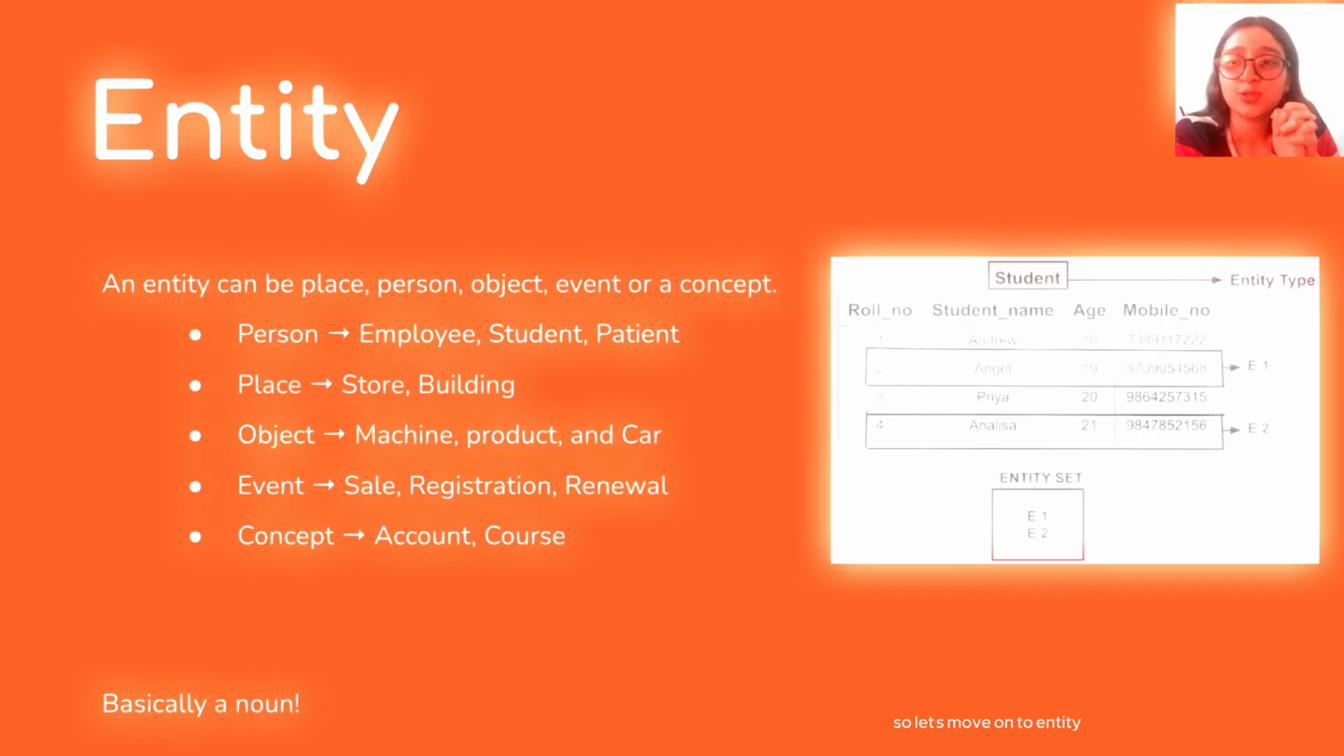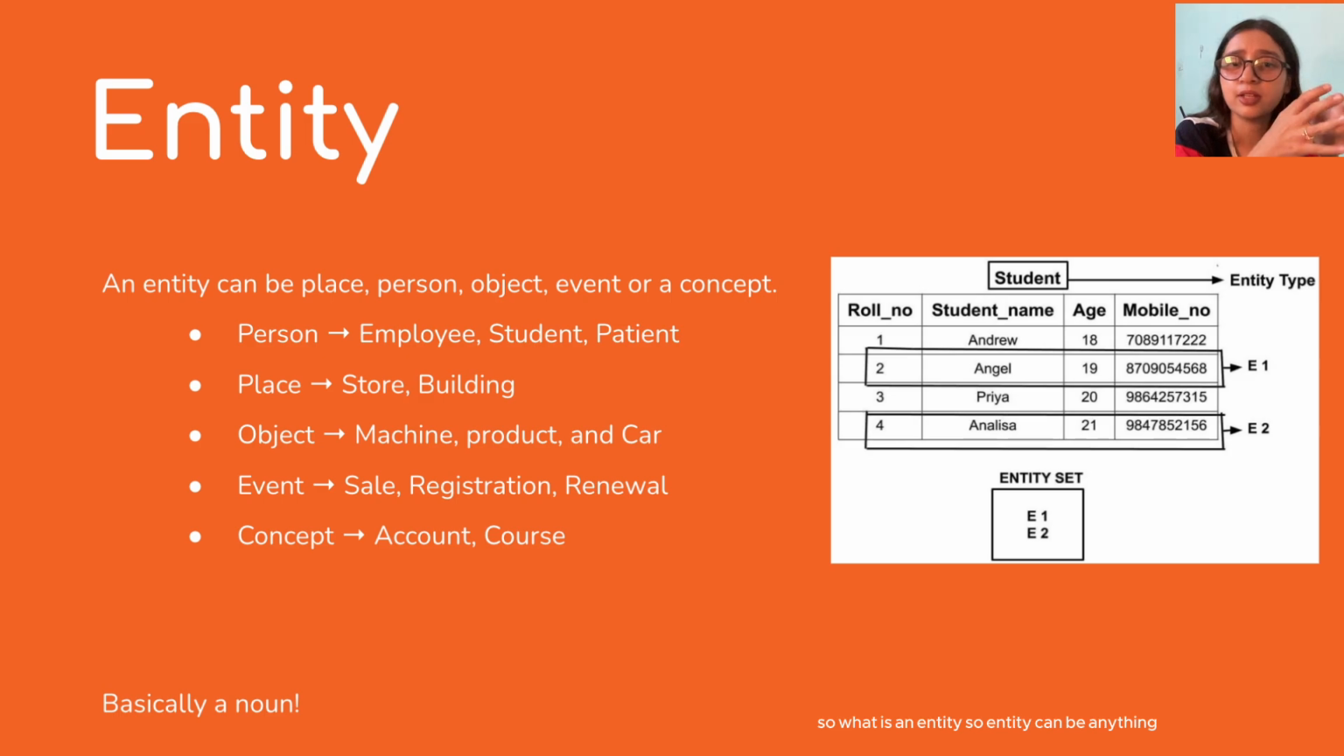Now, let's move on to entity. So what is an entity? An entity can be anything. It can be a place, an object, an event, or a concept. Anything can be an entity. It's basically a noun. Another thing you must keep in mind is, as I said, anything can be an entity, but there are certain rules for being an entity, which means if you can add attributes to it, if you can define it with certain features, those objects can be called an entity. We'll be discussing attributes in the next slide. So for now, just understand that it's basically a noun.